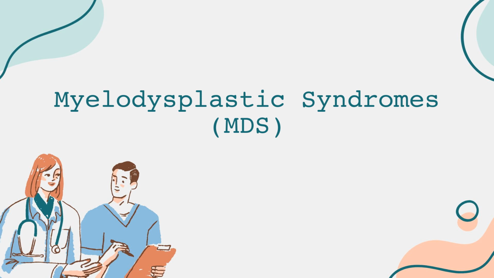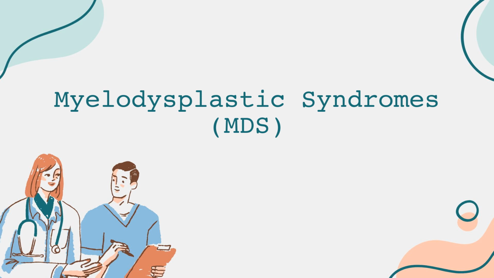Diagnosing MDS involves a combination of blood tests and bone marrow examinations. A complete blood count, or CBC, is often the first step. If the CBC shows abnormal levels of blood cells, doctors usually recommend a bone marrow biopsy. This procedure helps to examine the bone marrow cells directly and identify any abnormal cell production.